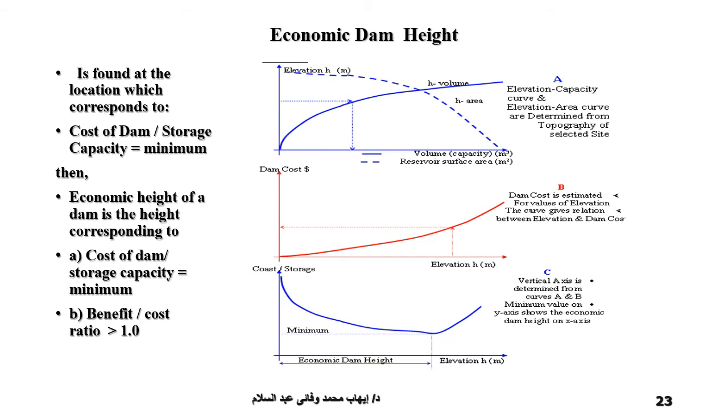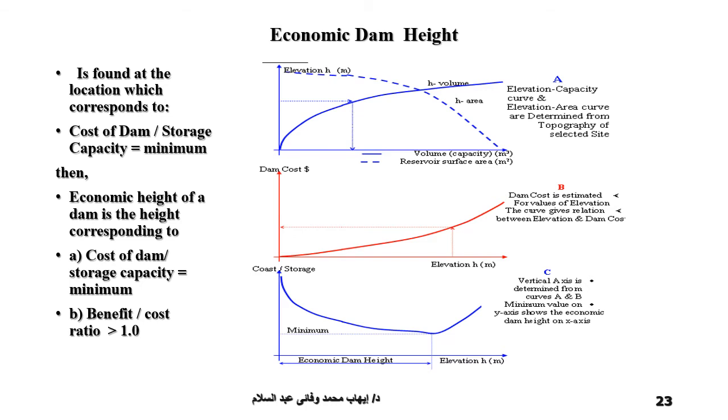Look at the graphics. Elevation capacity curve and elevation area curve. The relation between elevation H and volume capacity in cubic meter, and reservoir surface area in square meter, the relation between them like that. This is curve A. For curve B, the relation between dam cost and elevation H in meters, with dam cost in dollars. Dam cost is estimated for each value of elevation. The curve gives the relation between elevation and the dam cost. That's clear.